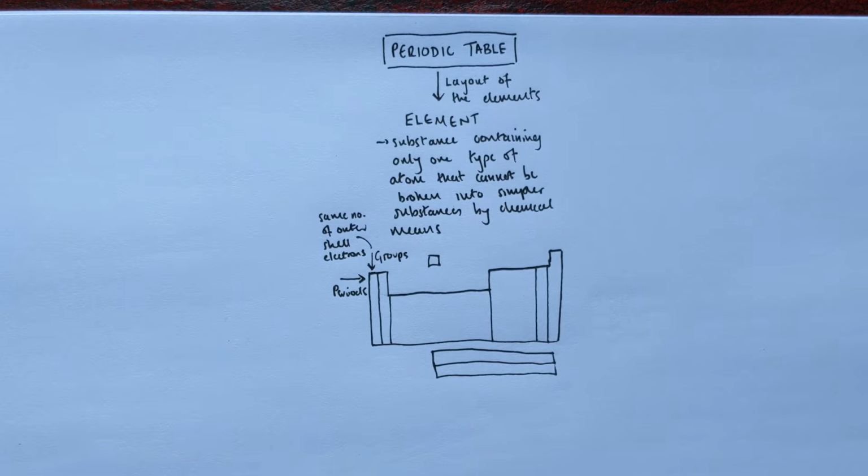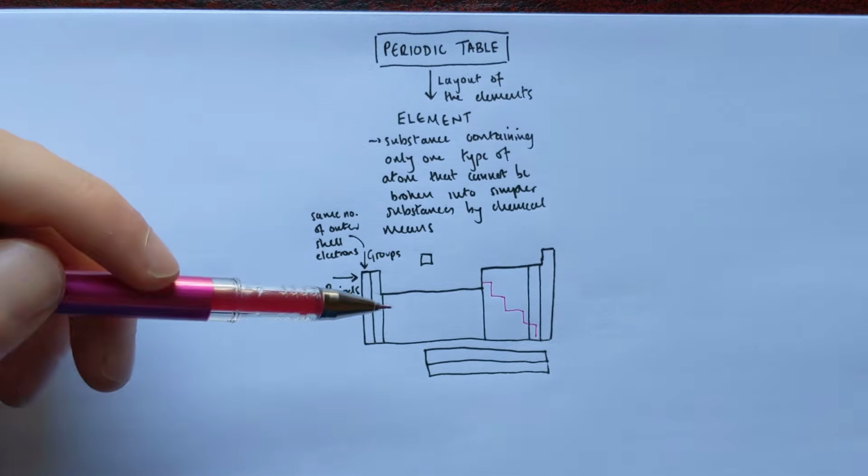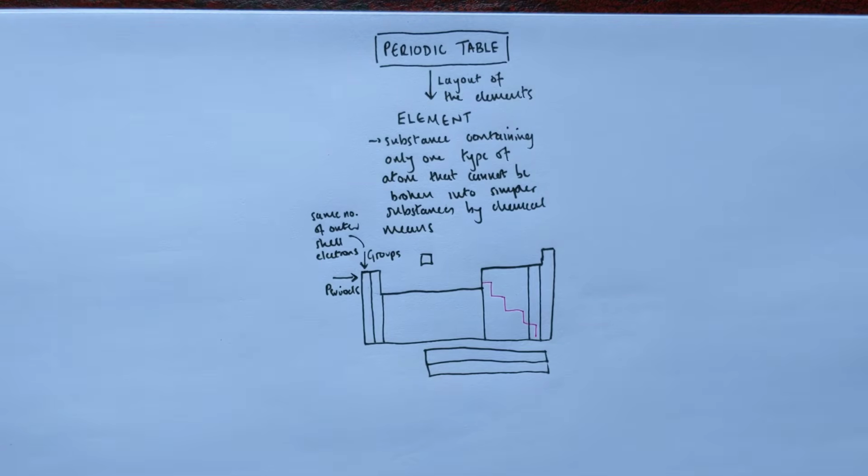Now, in terms of the locations of different elements within the periodic table, what we should know is that all the metals are found on the left-hand side. There's a staircase going halfway across the right-hand side of the periodic table, which divides your metals from your non-metals. So the metals are to the left-hand side, the non-metals are to the right-hand side.